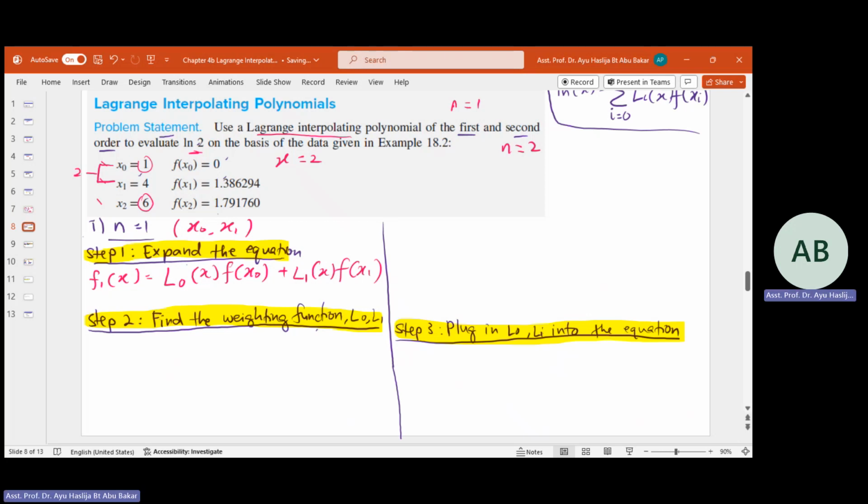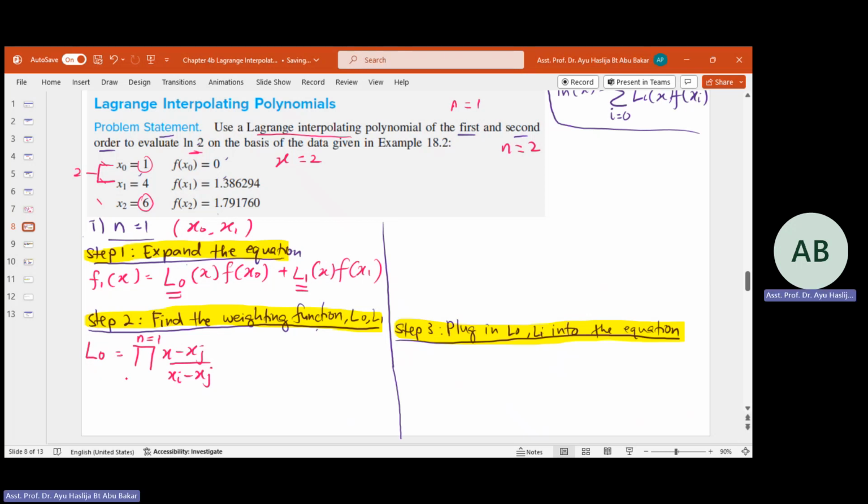Step 2, find the weighting function. The weighting function involved here is L0 and L1. Remember the equation for Li. L0 equals the product of (x minus xj) over (xi minus xj), where n equals 1.